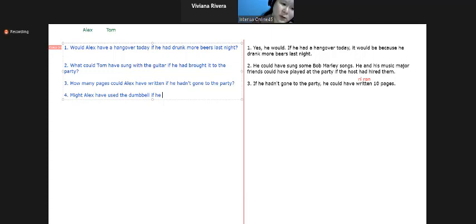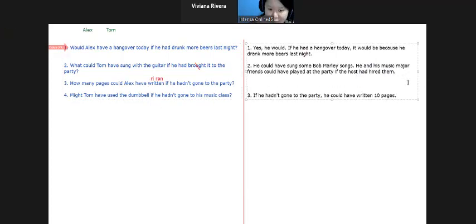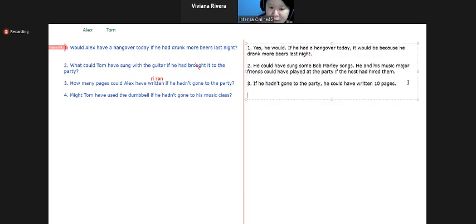Alex or Tom? El que está con la guitarra es Tom. Right. Yeah. Sorry, if Tom hadn't gone to his music class. If he hadn't gone to his music class, no iría a clase de música.